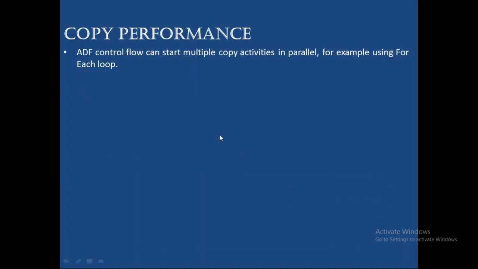ADF control flow can start multiple copy activities in parallel, for example using a for each loop. We know this, right? When we are copying data, not only one copy activity, multiple copy activities we can use. If you remember, we have used the for each loop. In the for each loop, we have two things, right? Sequential and batch count. What is sequential? Sequential means one by one. Batch means you are going to execute multiple copy activities, up to 50 copy activities in parallel.